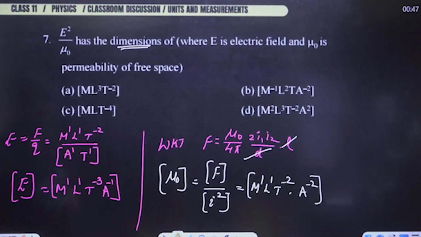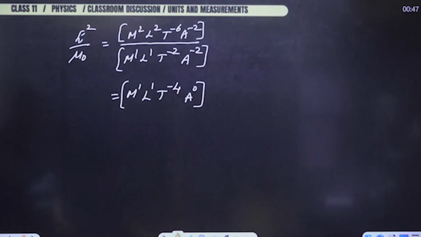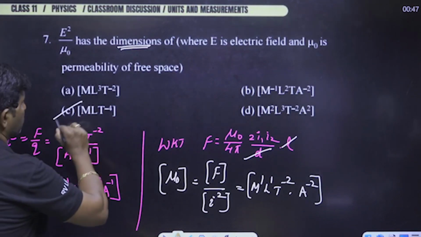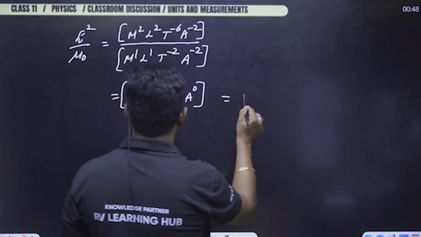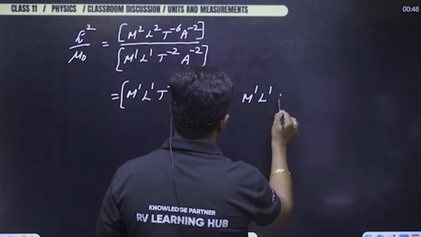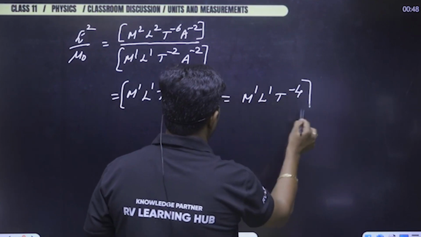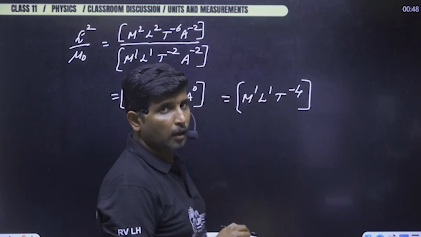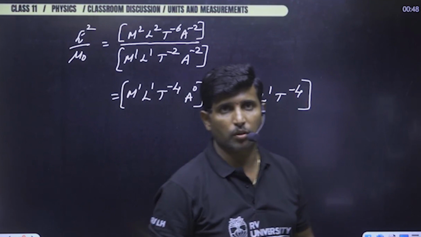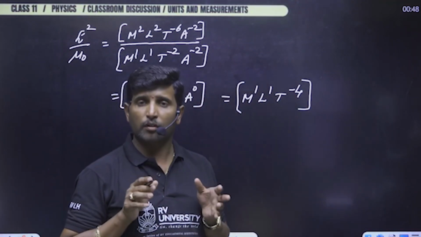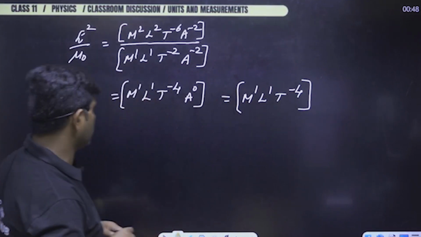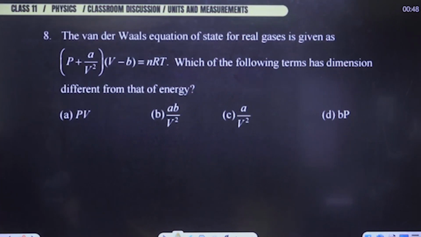So what is the option we can say here? M power 1, L power 1, T power minus 4. In the sense, we can say option C is the right answer. If you want, I will rewrite this here: M power 1, L power 1, T power minus 4. Anything to the power 0 is 1, so it is dimensionless. So like that we have to think and get the dimensional formula of the given quantities. Okay, so let us move on to the next question.